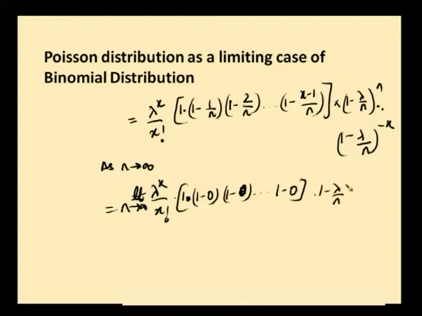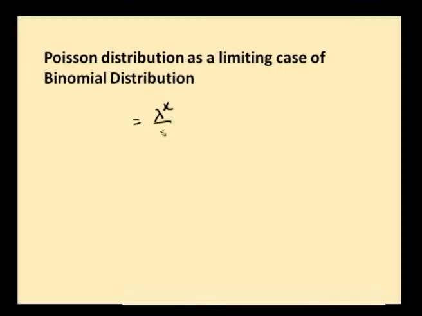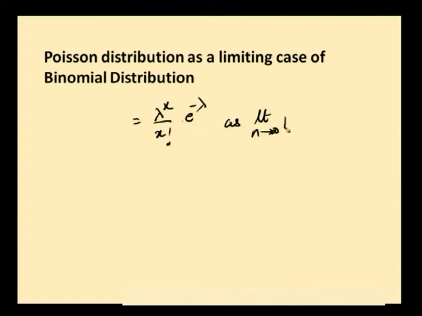Into 1 minus lambda by n whole power n into 1 minus 0 whole power minus x. Okay. So this becomes lambda power x by x factorial, everywhere it is 1 and this is also 1, and you will have limit n tends to infinity 1 minus lambda by n whole power n. So what remains? We know that 1 minus lambda by n whole power n as n tends to infinity is e power minus lambda. So you have only lambda power x by x factorial into e power minus lambda, as limit n tends to infinity 1 minus lambda by n whole power n equals e power minus lambda.